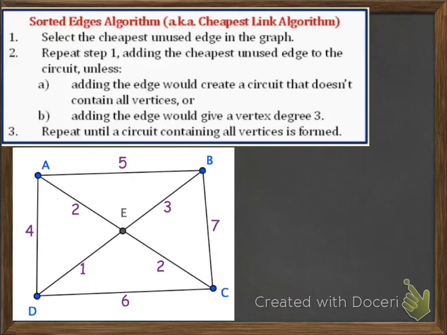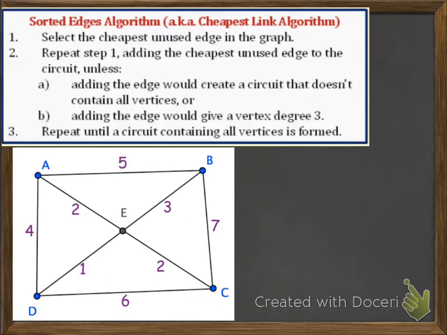So this is the sorted edges algorithm. This is also known as the cheapest link algorithm. So how we work this is we basically just select the cheapest unused edge in the graph, and then we repeat step one, adding the cheapest unused edge to the circuit unless these two things are true. If you add an edge, it would create a circuit that doesn't contain all the vertices, meaning you close the graph, or you add an edge that would give a vertex with degree 3. And then we're going to repeat until the circuit containing all the vertices is formed.